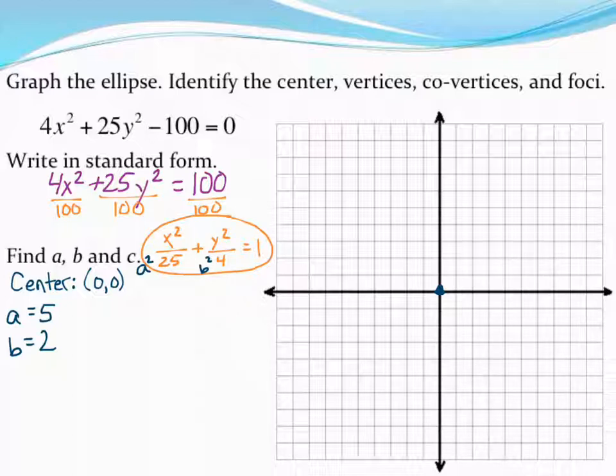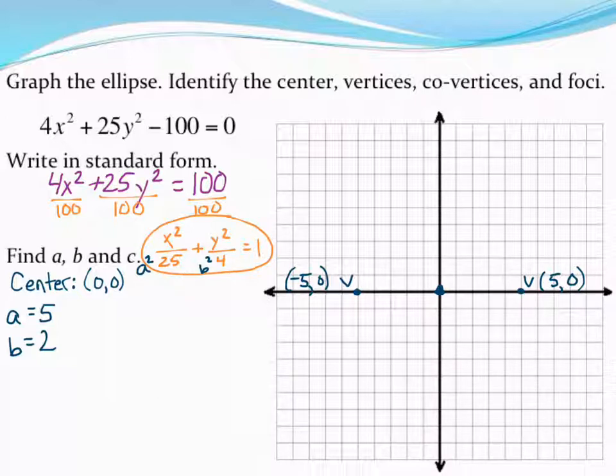So from your center, let's count 5 spaces left and right. 1, 2, 3, 4, 5. That's going to be the location of one of your vertices, and then count left 5, 1, 2, 3, 4, 5. That's going to be your other vertex. I'm going to jot those 2 coordinates down so I have them by the time I'm done. So 5, 0, and negative 5, 0 are the 2 vertices. The vertices are always on the longer axis, the major axis.